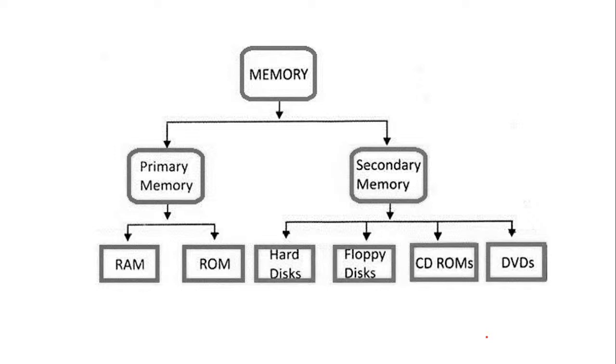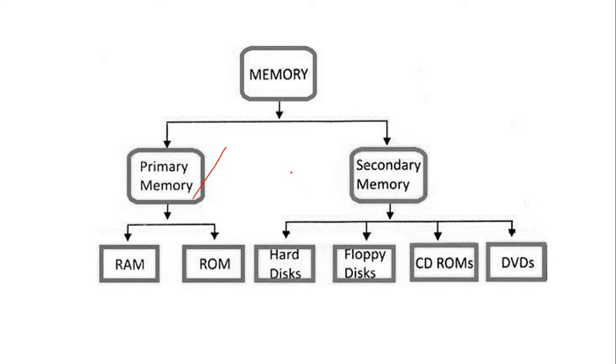That is memory, which is divided into primary memory. Now if you remember, yesterday I told you primary memory is also called as what? Different name. What is secondary memory? Primary memory is also called as main memory. Secondary memory is also called as auxiliary memory. So this is the typical chart which we see.